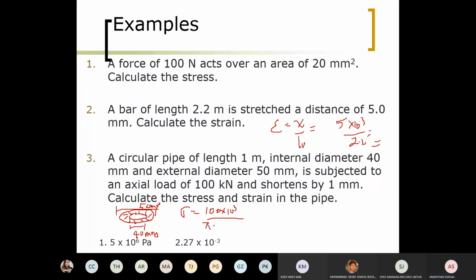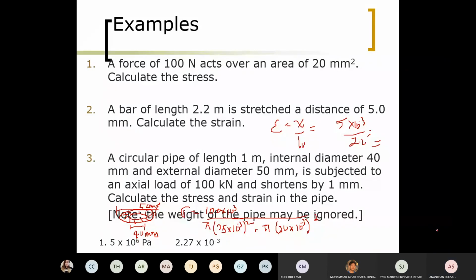Pi r squared, the diameter, the big one. So big diameter is how much? 25. Pi r squared, 25 times 10 power of -3, squared, minus pi r squared, 40 mm is 20, so 20 times 10 power of -3 squared, will give you the stress. For the stress, you must use the side areas. What do you get?